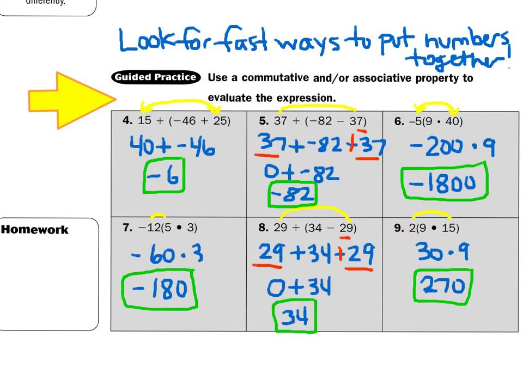And this last example, number 9, 2 times 9 times 15. Well, I'm going to put 2 times 15 together first, because that's an easy number, 30. 30 times 9 is also easy to do in my head. That's 270.